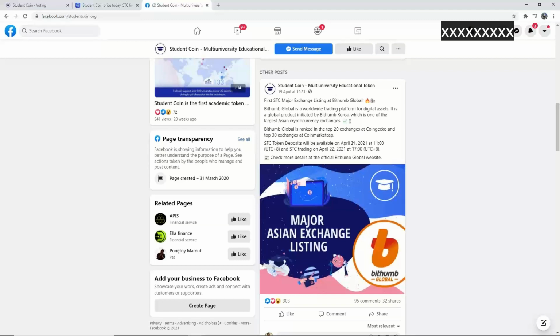STC token deposits will be available on the 21st of April at 11, plus UTC plus 8, and trading will be available on the 22nd of April. This is why I think a lot of people have started to rush to get some more Student Coin. Check out the details on the official BitHump Global website.